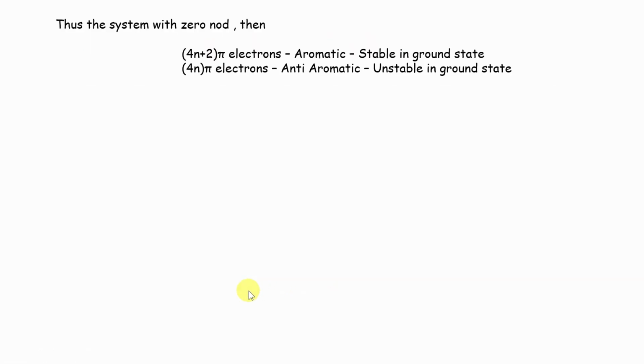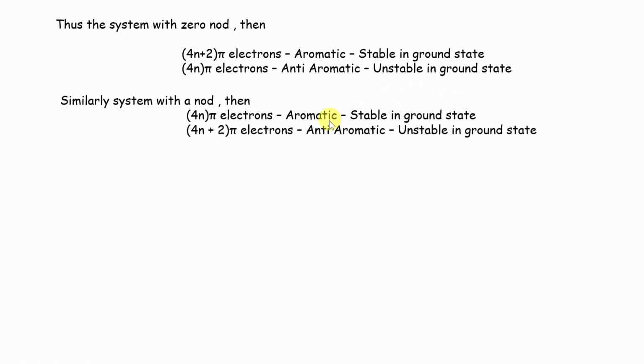Thus, we can say if there is no node, a system with 4n plus 2 pi electrons will be aromatic and stable in the ground state, whereas a system with 4n pi electrons and 0 node will be anti-aromatic, that is unstable in the ground state. That is according to Huckel's rule.